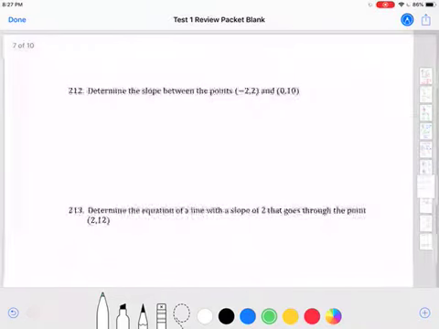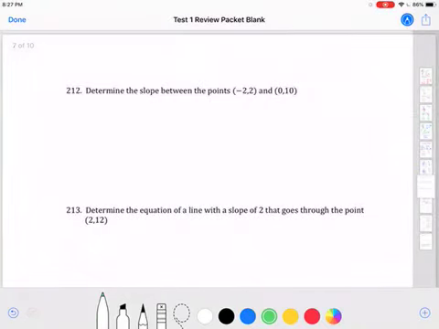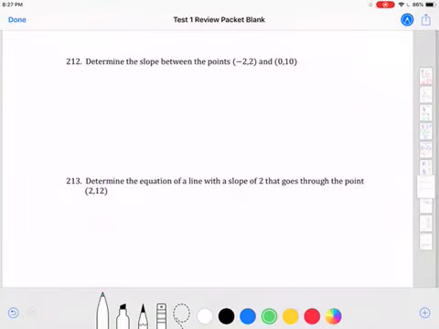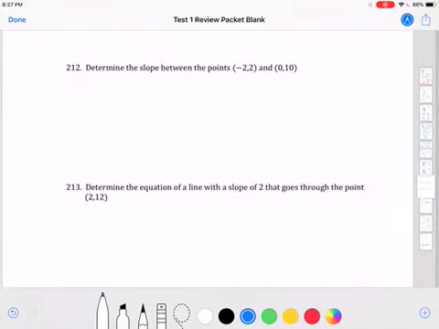All right, let's go ahead and flip. Get away from graphing for a little bit. Get to some more algebra. So for 212, it says determine the slope between the points -2, 2 and 0, 10.